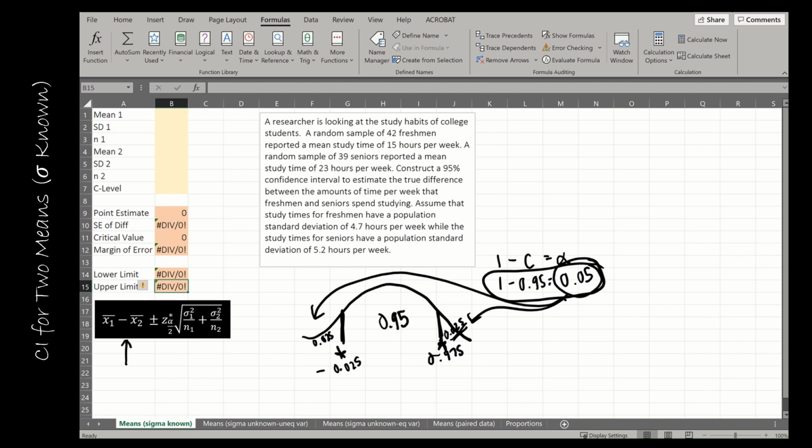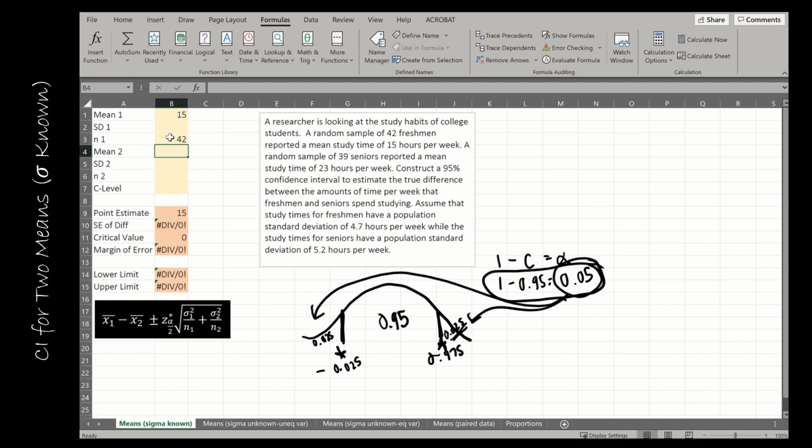So remember, I'm just looking for the difference between the two values. For the first part, it says we have freshmen, 42 freshmen. As I go through this, I'm going to input the values as I go. So 42 freshmen, that's going to be my first sample, with a mean study time of 15 hours per week.